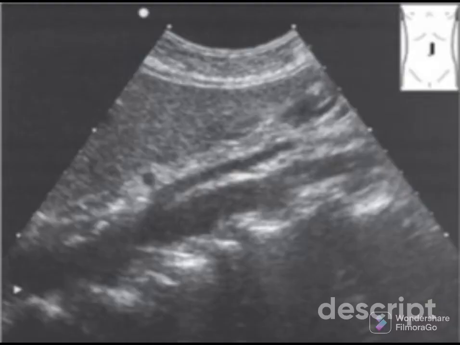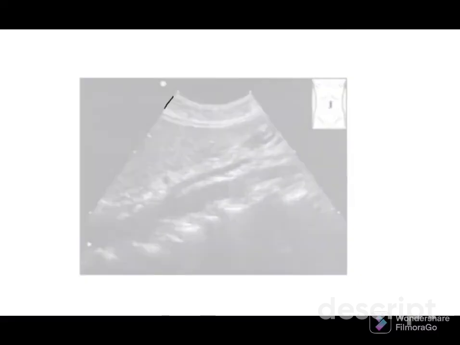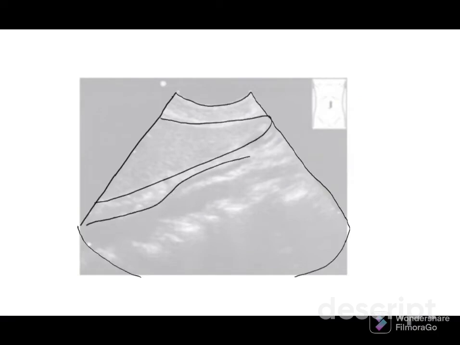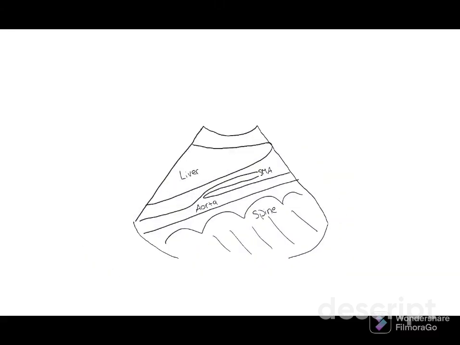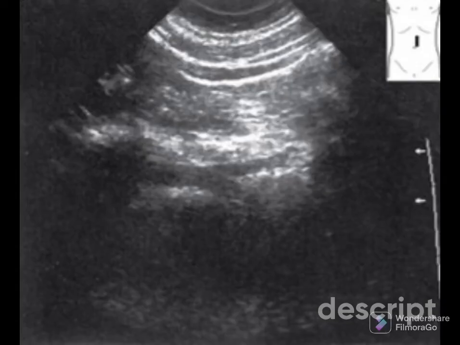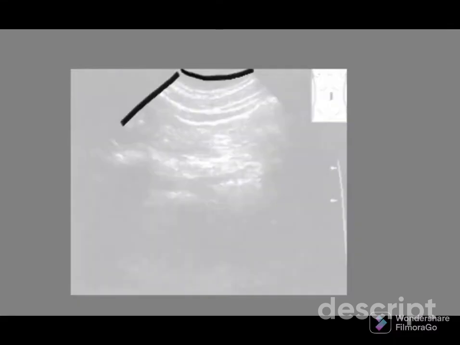Okay, now we're going to move on to the sag mid aorta. We still see part of the liver here. Notice it's not as much. We also see a branch of the SMA coming off the aorta. That is going to be our sign to measure the mid aorta, which is we want to measure inferior to the SMA.